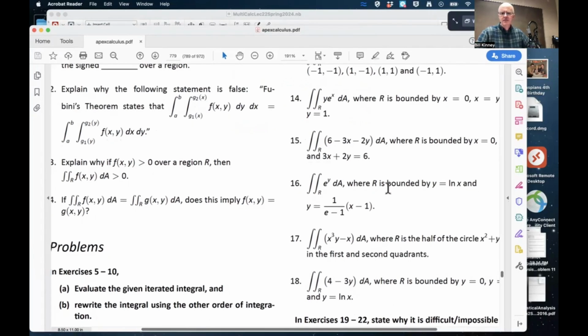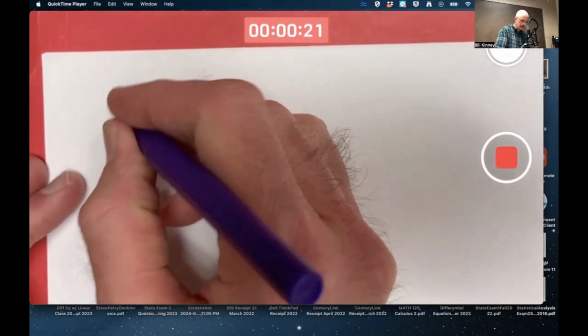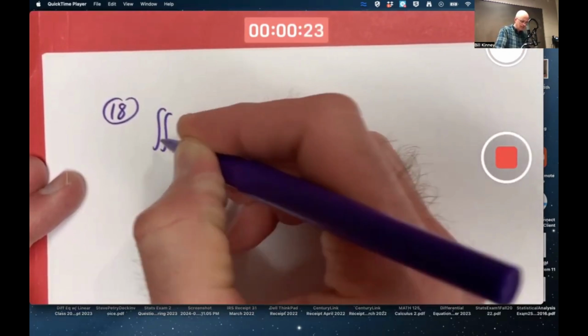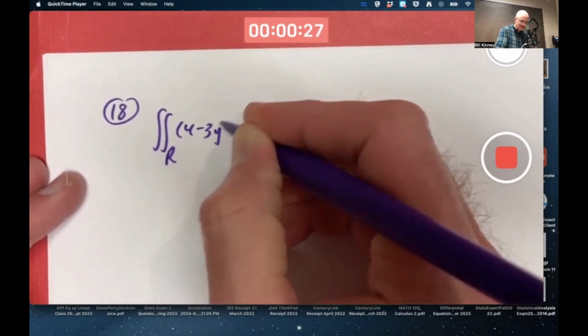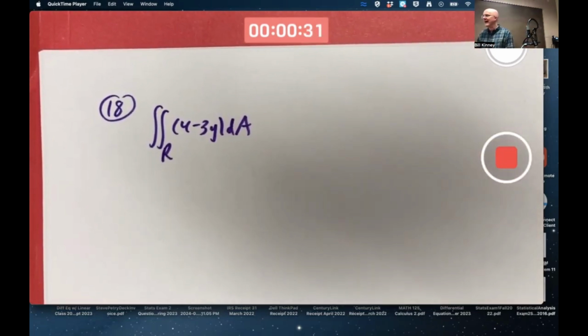So in 18, you're doing the integral. The integrand function itself doesn't look too hard, 4 minus 3y. But the region is bounded in kind of a strange way by y equals 0, y equals x over e, and y equals ln of x. You should feel comfortable writing it in an abstract form like that with a dA.